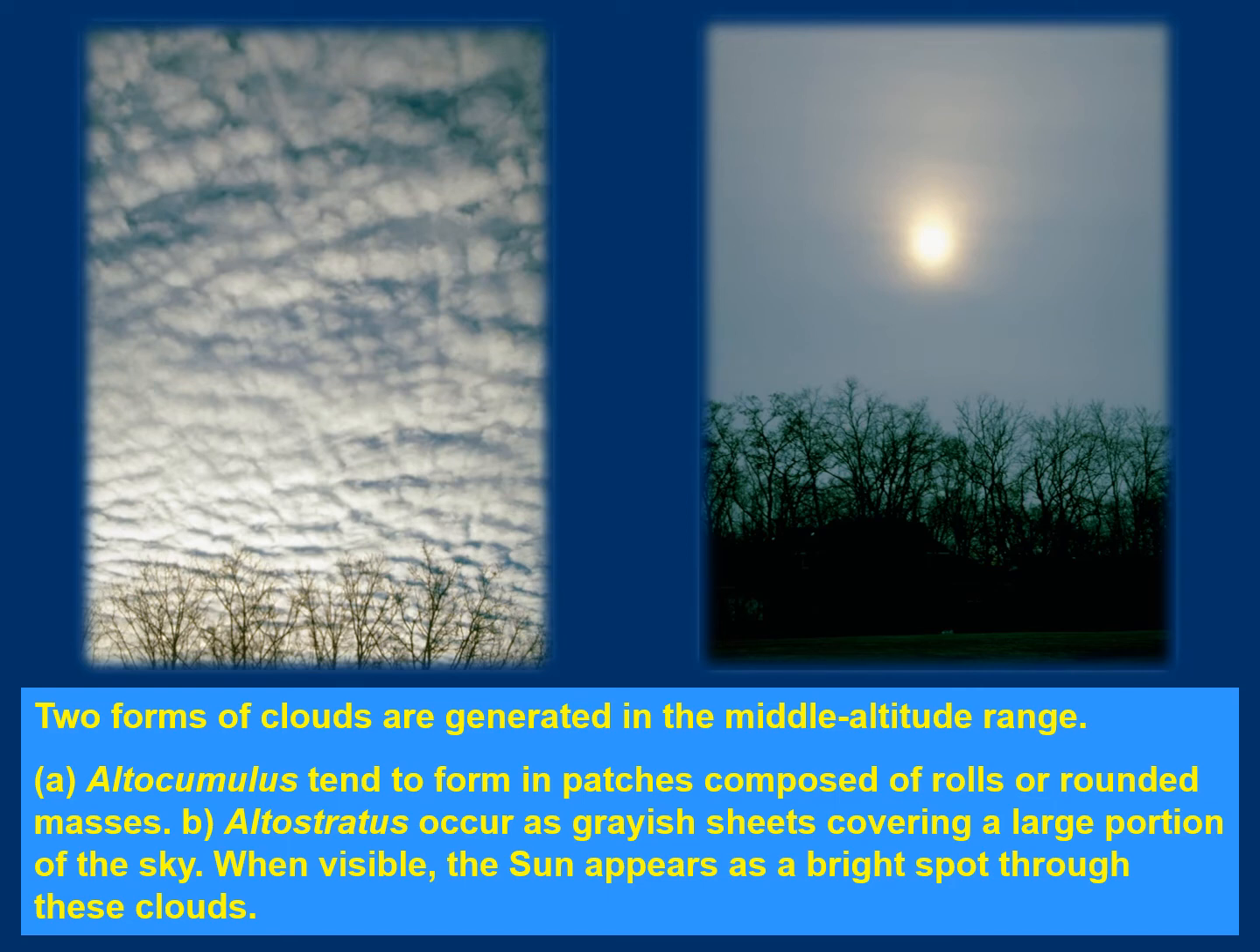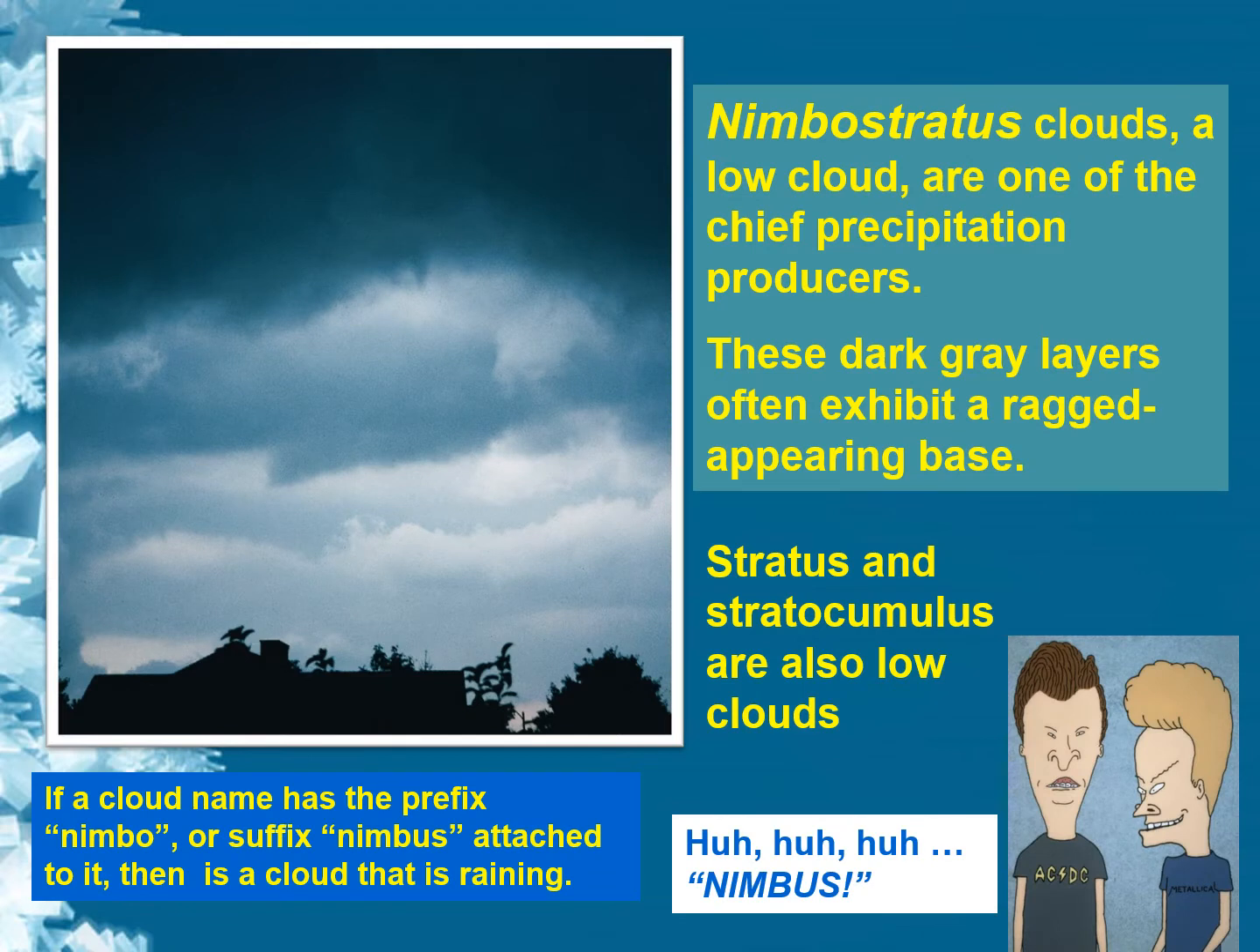Just some nice images here of a couple of the mid-altitude clouds, altocumulus on the left and altostratus on the right. Okay, so this is our classic nimbostratus cloud. Dark gray layered clouds may have a ragged base. And by the way, if a cloud either has the prefix nimbo or the suffix nimbus, then that tells you that it's a rain cloud. So either cumulonimbus or nimbostratus.